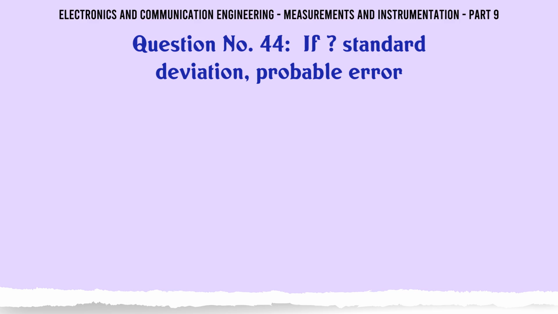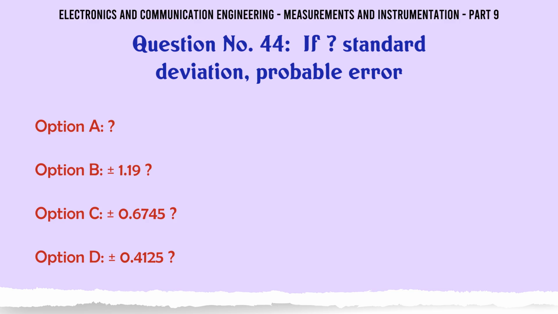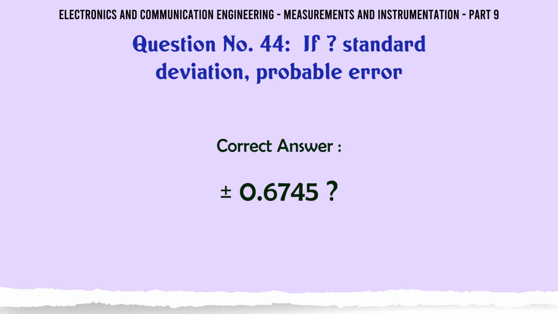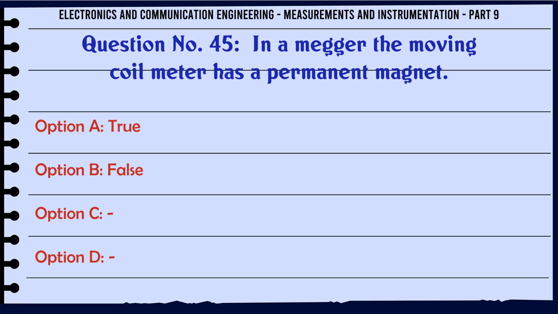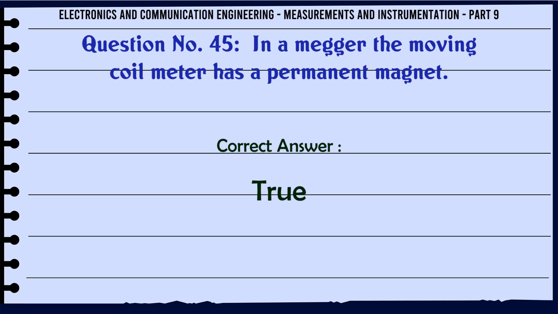If standard deviation is σ, probable error is A. 0.6745σ, B. 1.19σ, C. 0.6745, D. 0.4125. The correct answer is 0.6745. In a megger, the moving coil meter has a permanent magnet. A. True. B. False. The correct answer is true.